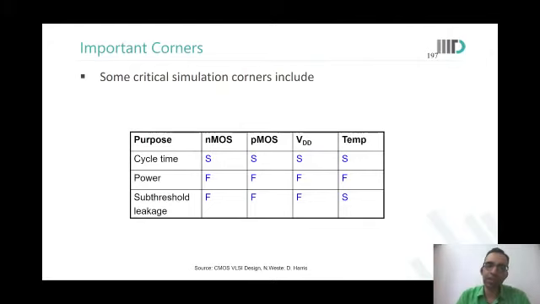Okay, so we just saw that delays are worst when NMOS is slow, PMOS is slow, VDD is low, and temperature is high. It's just tabulating it in one form. That's it. Okay.